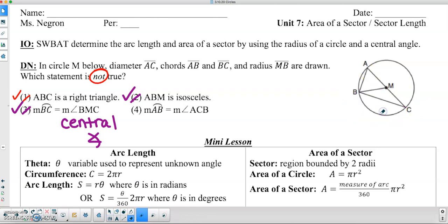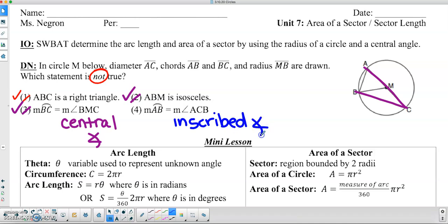So the measure of arc AB is equal to the measure of angle ACB. Well, if we look at ACB, this angle is actually an inscribed angle. So because the angle is inscribed, I know that this has to equal half of my arc. So the arc is going to equal 2 times the inscribed angle. If we're working backwards, half the arc is equal to the inscribed angle. Therefore, choice 4 is our solution.